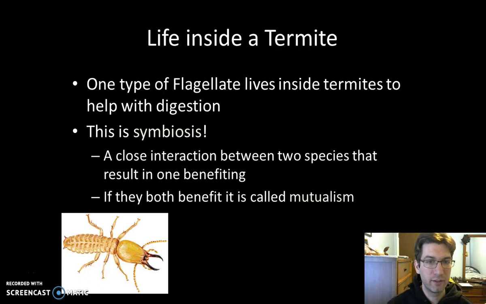So one way is that protists live inside termites, which helps them digest. Again, termites, if you can think of what a termite eats, it eats wood. That is a pretty difficult substance to digest for most species. So these protists that live inside of its intestines or digestive tract can help it break down foods.